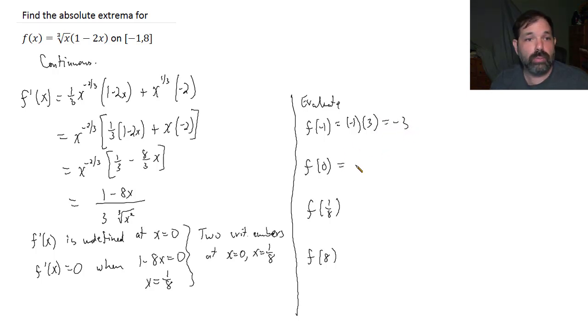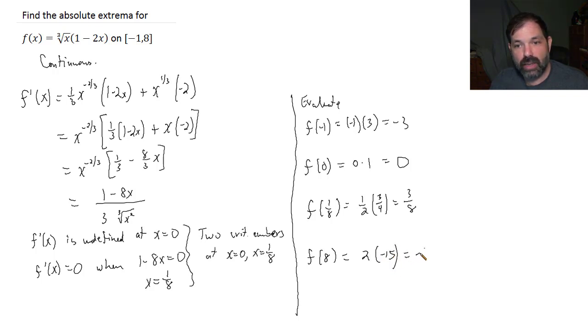F of 0 would be 0. Notice that the cube root of 0 is 0. It doesn't matter what we get in the second factor, but I'll write 0 times 1, which is 0. F of 1/8: the cube root of 1/8 is 1/2, times 1 minus 2/8. That's 1 minus 1/4, which is 3/4, and so that's 3/8. And then f of 8 would be the cube root of 8, which is 2, times 1 minus 16, that's negative 15, and that would be negative 30.